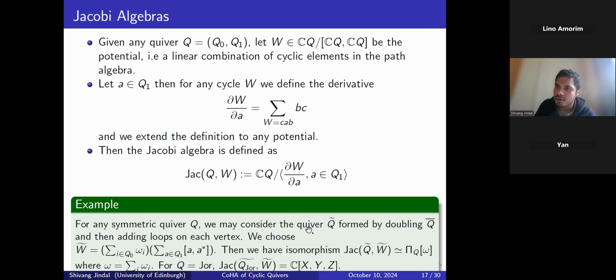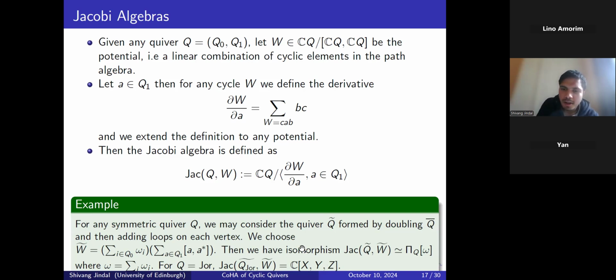For example, let's consider the Jordan quiver. We have a dot with a loop. Now we add another arrow in the opposite direction, which just means another loop, and then we add another loop. So we have a dot with 3 loops. If the loops are x, y, z, then the potential is just xyz minus xzy. When we take these non-commutative derivatives, these are exactly the relations which impose the condition that the loops x, y, z commute with each other. So the Jacobi algebra for the triple Jordan quiver with this potential is just the polynomial ring in 3 variables.